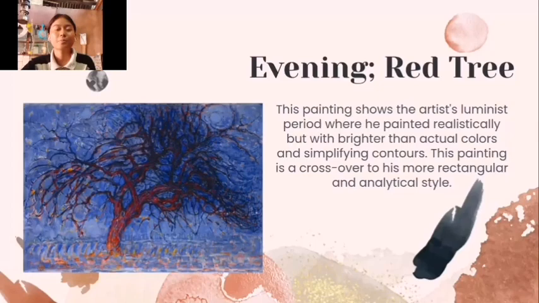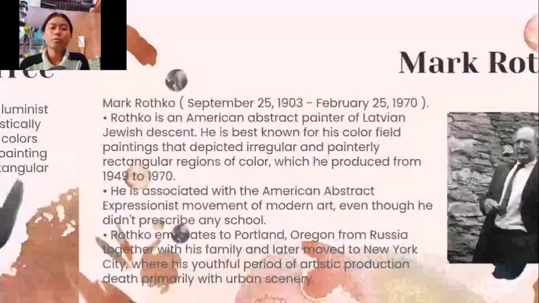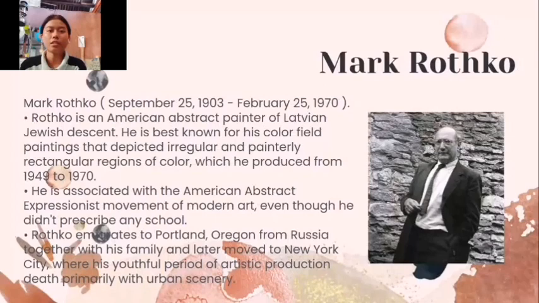Mark Rothko was born on September 25, 1903 and died on February 25, 1970. Rothko is an American abstract painter of Latvian Jewish descent. He is best known for his color-filled paintings that depicted irregular and painterly rectangular regions of color, which he produced from 1949 to 1970. He is associated with the American Abstract Expressionist movement of modern art, even though he didn't subscribe to any school.